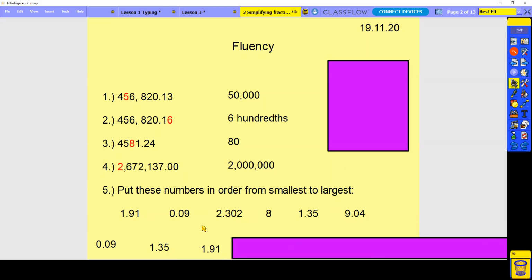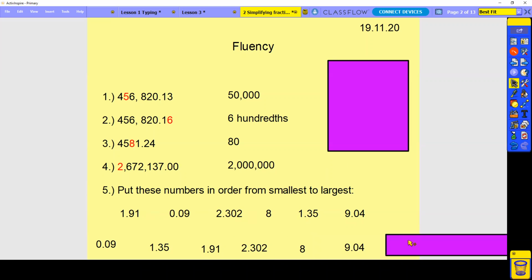The next one with the smallest value at the furthest to the left is this one, which is 2.3028. And then the next one after that should be 9.04. Could you please mark the questions you have got in front of you and we can see how you have got on. So well done. Okay, hopefully you've all managed to do that now. So let's move on.